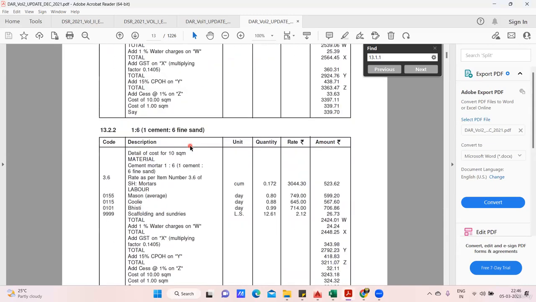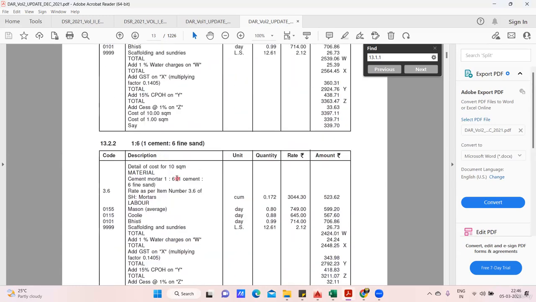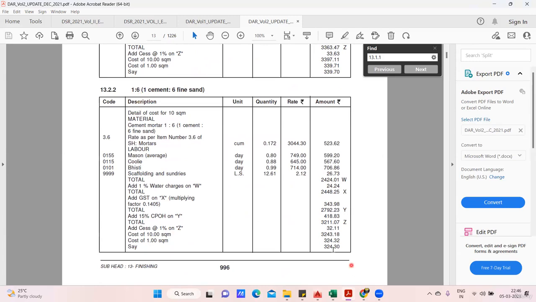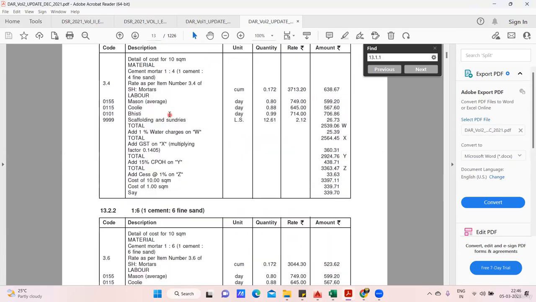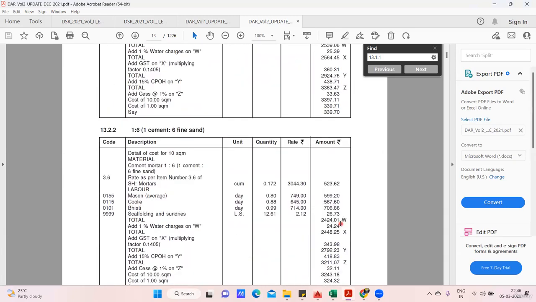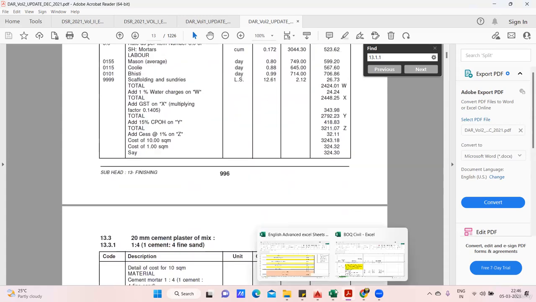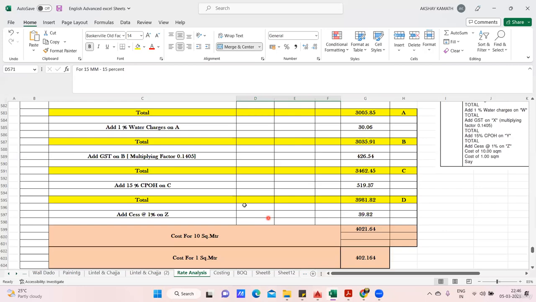Now tell me, in comparison of 1:4 and 1:6, which one should be a higher rate? Obviously, 1:4 will be a higher rate. And you see for 1:6, the rate is 324, and for 1:4, the rate is 339. Almost a 15 rupees difference in the rate. Great. In the next lecture, I'll take care of the 20 mm plastering.